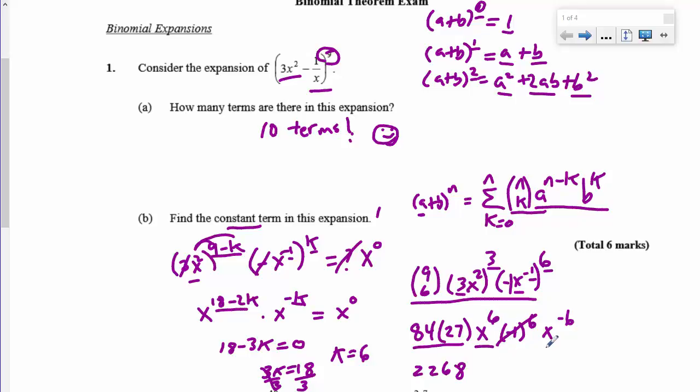And then we have this times this. We're going to add these exponents, and it's actually going to give me x to the power of 0, which is the same thing as 1, so we're just multiplying by 1. So this is the actual entire term. This is the constant term. It's a constant term because it has no variables, so that's what that term is. That's the answer. No problem.